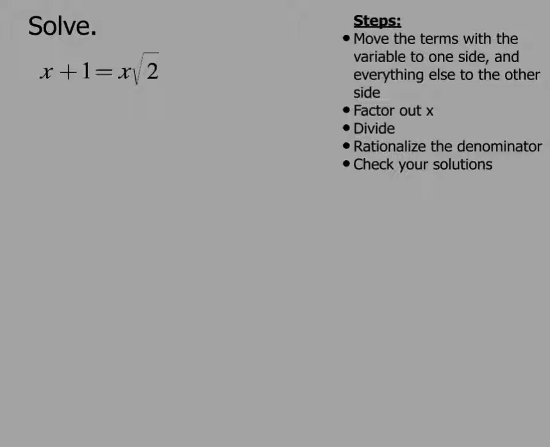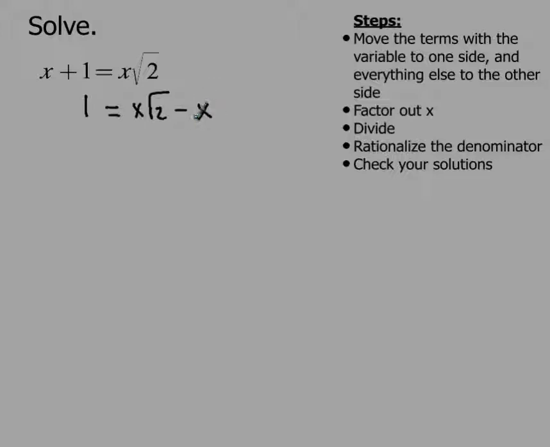Now, you've got a series of steps that you're going to do, and this is just like solving any equation. You want to get the variables on one side and everything else on the other side. So this x that's on the left-hand side, I'm going to want to move that to the right-hand side. So when I do that, I'll have 1 equals x square root of 2 minus x.